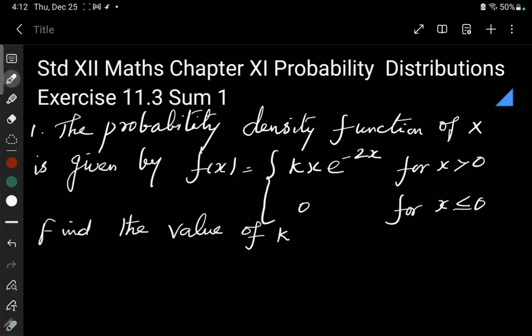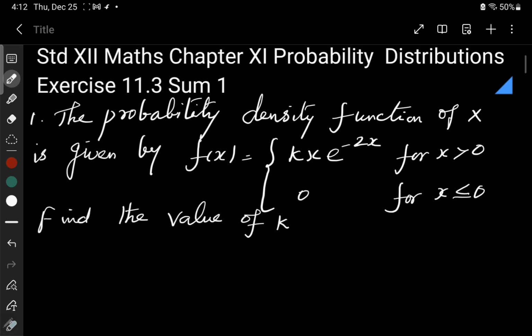Standard 12th Maths, Chapter 11, Probability Distributions. Exercise 11.3, first sum. The question is: the probability density function of x is given by f of x equal to kx e power minus 2x for x greater than 0, and it is 0 for all values of x less than or equal to 0. Find the value of k.